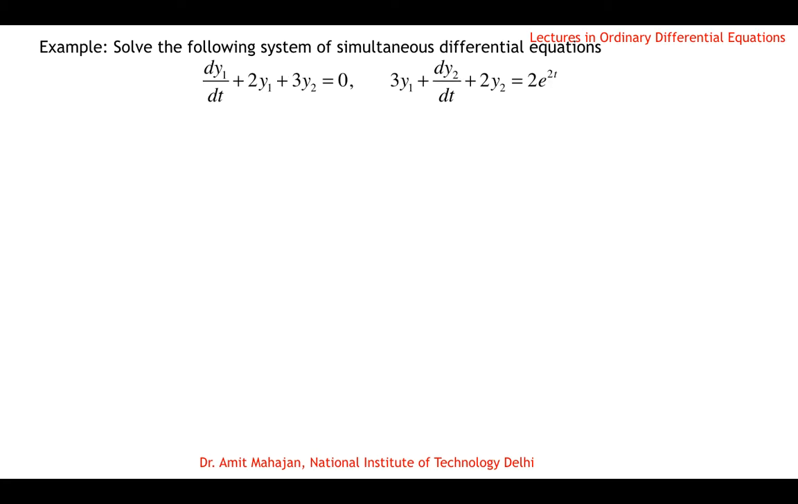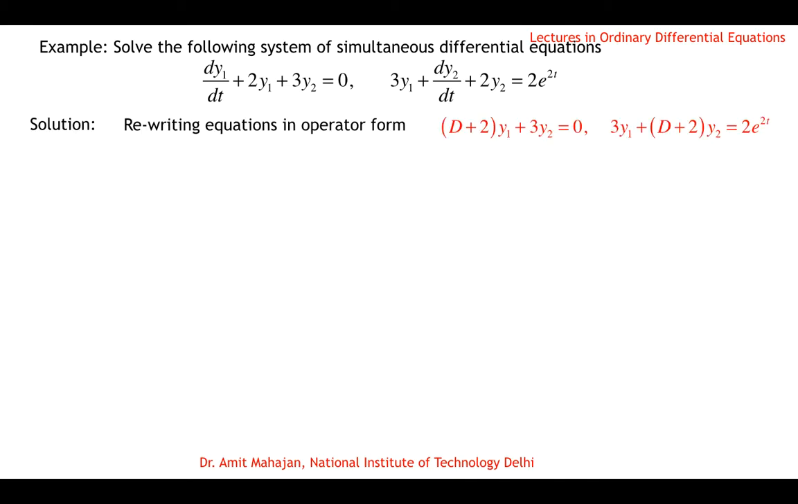Now take another example. Say we need to solve this system of simultaneous equations where the equations are these. In this case, this first equation is homogeneous, but this second equation is non-homogeneous because there is a function of t. So first we write this in operator form. So d by dt is capital D, so it is (D plus 2) operated on y1, the first two terms combined, plus 3y2 is equal to 0, and here 3y1 plus (D plus 2) operated on y2 is equal to this right hand side.